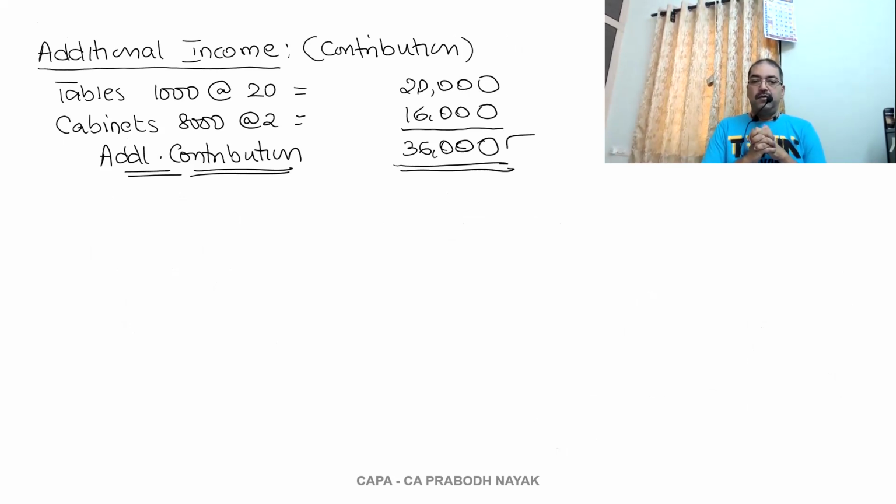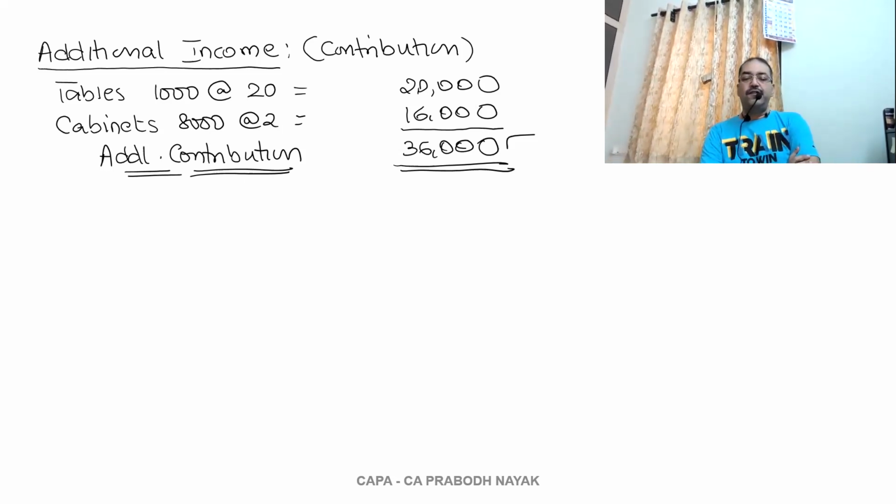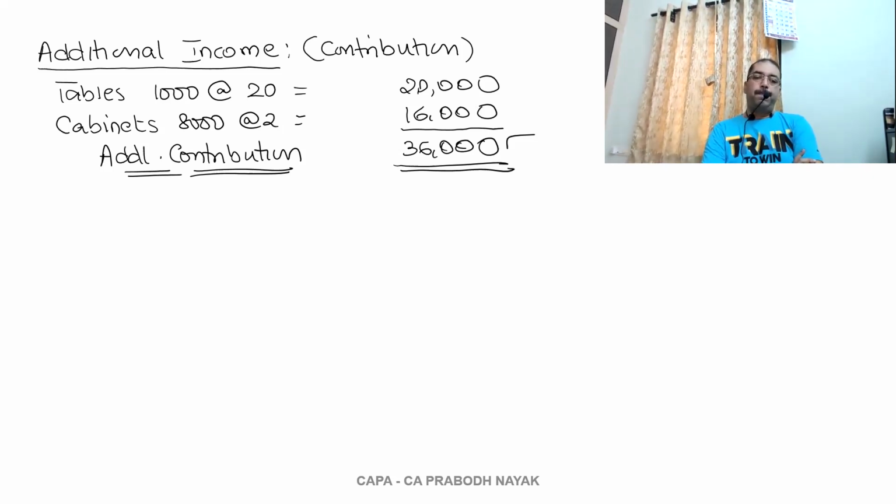Next line, right? Additional tables and cabinets produced will result in additional contribution of rupees 36,000. That is, the net profits will increase by rupees 36,000.